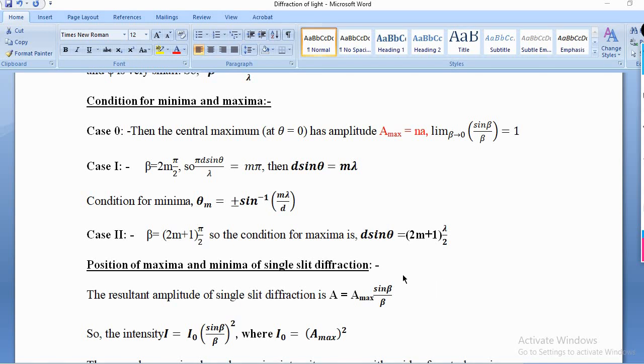Now, the last portion for this single slit diffraction case is the position of maxima or minima. Graphically, how we can get the positions or the conditions for maxima and minima. Now, to do these things, we are going to take help of mathematics.